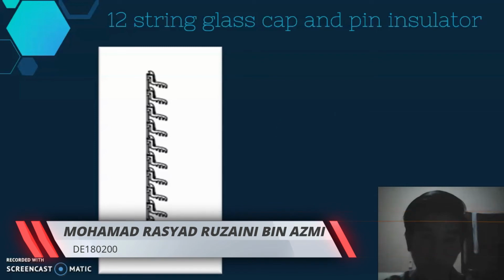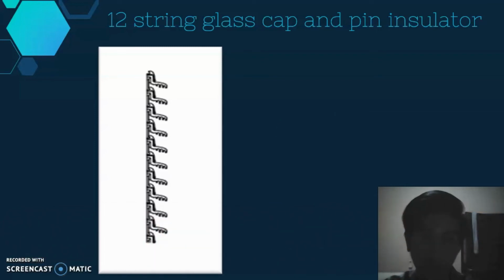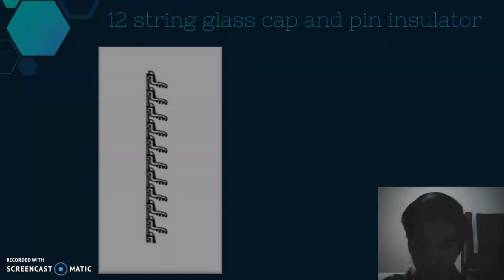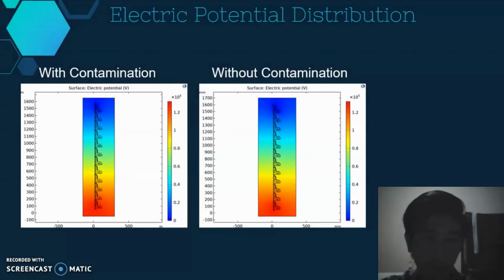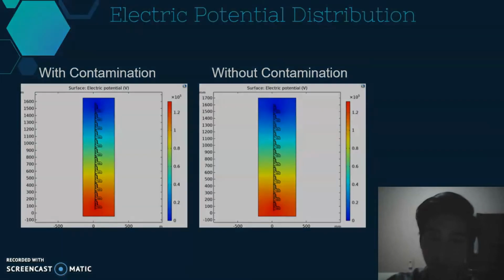So now I will explain about the 12-string glass cap and pin insulator. As you can see here, this is the 12-string glass cap and pin insulator design with the AutoCAD software. Next, this is the result of electric potential distribution with contamination and without contamination. There is no significant difference between the two insulators when it comes to the contour of potential distribution throughout the string, between contaminated and non-contaminated.